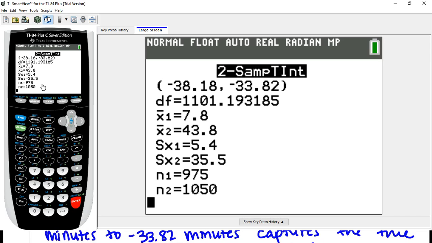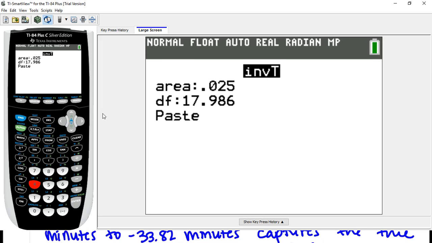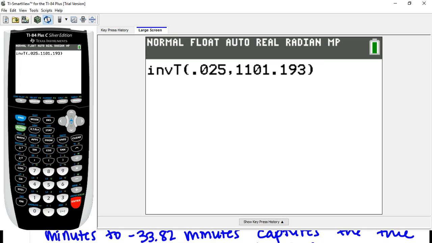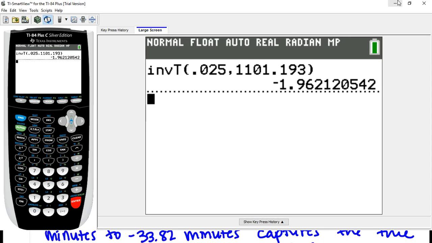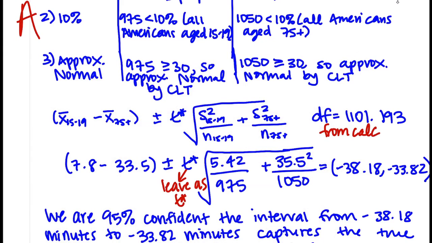Now to do the t star, we would do 2nd vars 4. And so the area would be 0.025. Now I'm going to type in the DF, 1101.193, and hit paste, and get a t star of 1.962. Look how close that is to z star of 1.96. And so I'll write leave as t star, or you can write t star equals 1.962. It's so close to 1.96 because remember, as your DF approaches infinity, that's a z star.